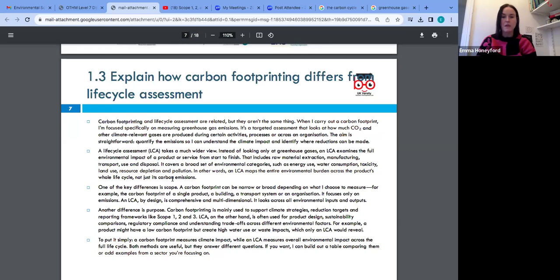So to put it simply, a carbon footprint measures climate impact, while in contrast, an LCA measures overall environmental impact across the full life cycle. So both methods are useful, but they'll answer different questions.